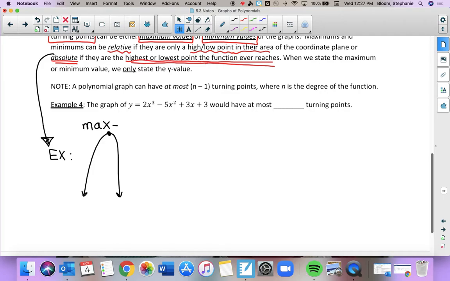Now, the question is, is this max a relative max, meaning it's higher in the function, or would you call it an absolute max, meaning it's the highest in the function? What would you call this? So what is that called? Is it relative or is it absolute? Absolute. This would be an example of an absolute maximum.